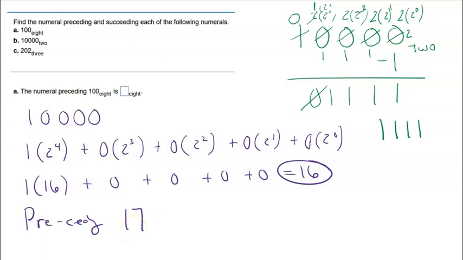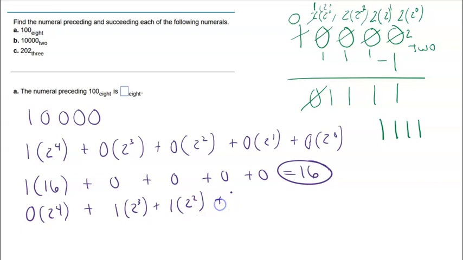I'm going to erase just a little bit because I'm running out of space. And I'm just going to check to see if this 1111 is right. Okay. I can even include the 0 if you want when you check it. That's really 0 times 2 to the 4th plus 1 times 2 to the 3rd, plus 1 times 2 to the 2nd, plus 1 times 2 to the 1st, plus 1 times 2 to the 0. Let's add all that up.